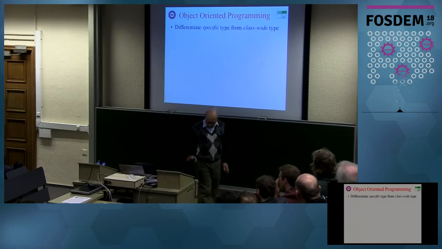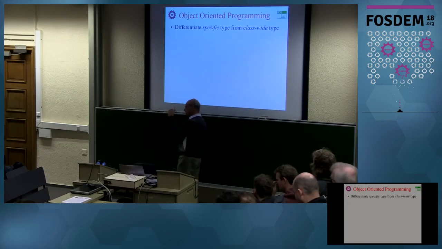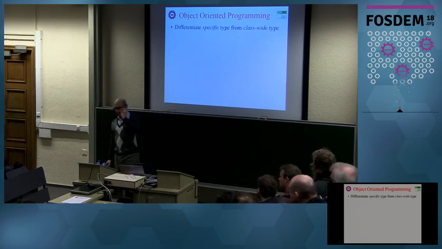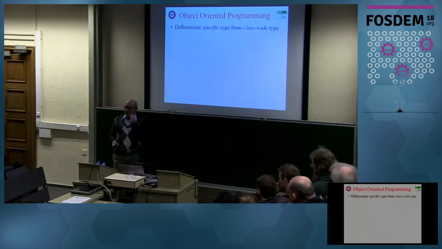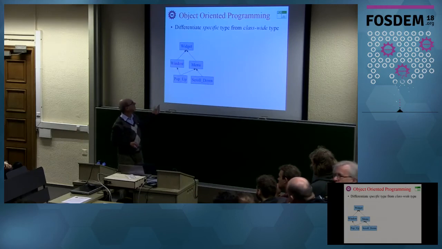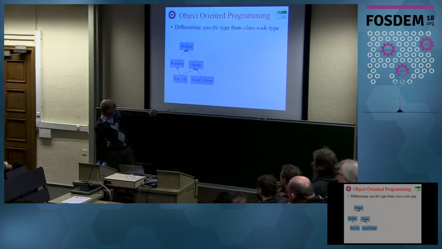Something that's also very special to Ada is that we make the difference between a node in a tree. I'm talking about a hierarchy of types, that defines a tree. And because we are very strongly typed, a specific type is just that type. So here I have Widget, Window, Menu, a pop-up window, and, well, why do I have two arrows here? That's an error. And a scroll-down menu and so on. That makes a tree.